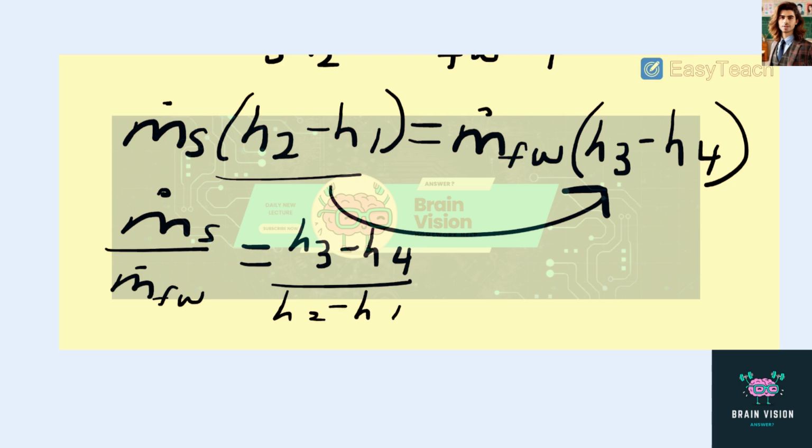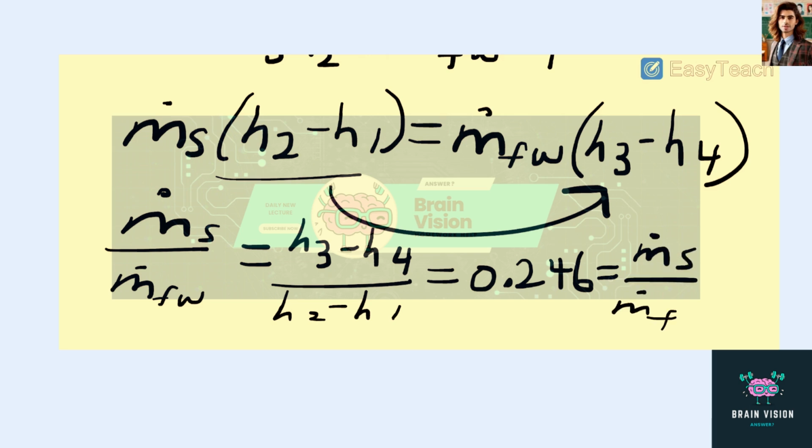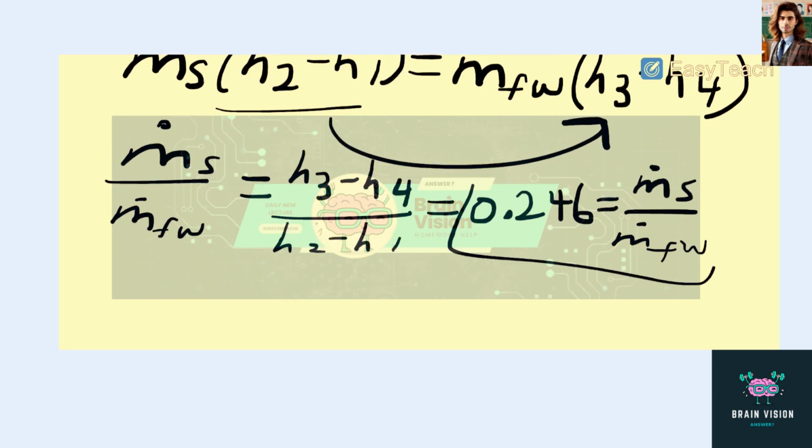And we actually have all of these enthalpy values that we looked up in the table. So by plugging in these enthalpy values, what we get is this ratio is equal to 0.246, and that is the ratio of our mass flow rate of steam over mass flow rate of the feed water. And this is our final answer.